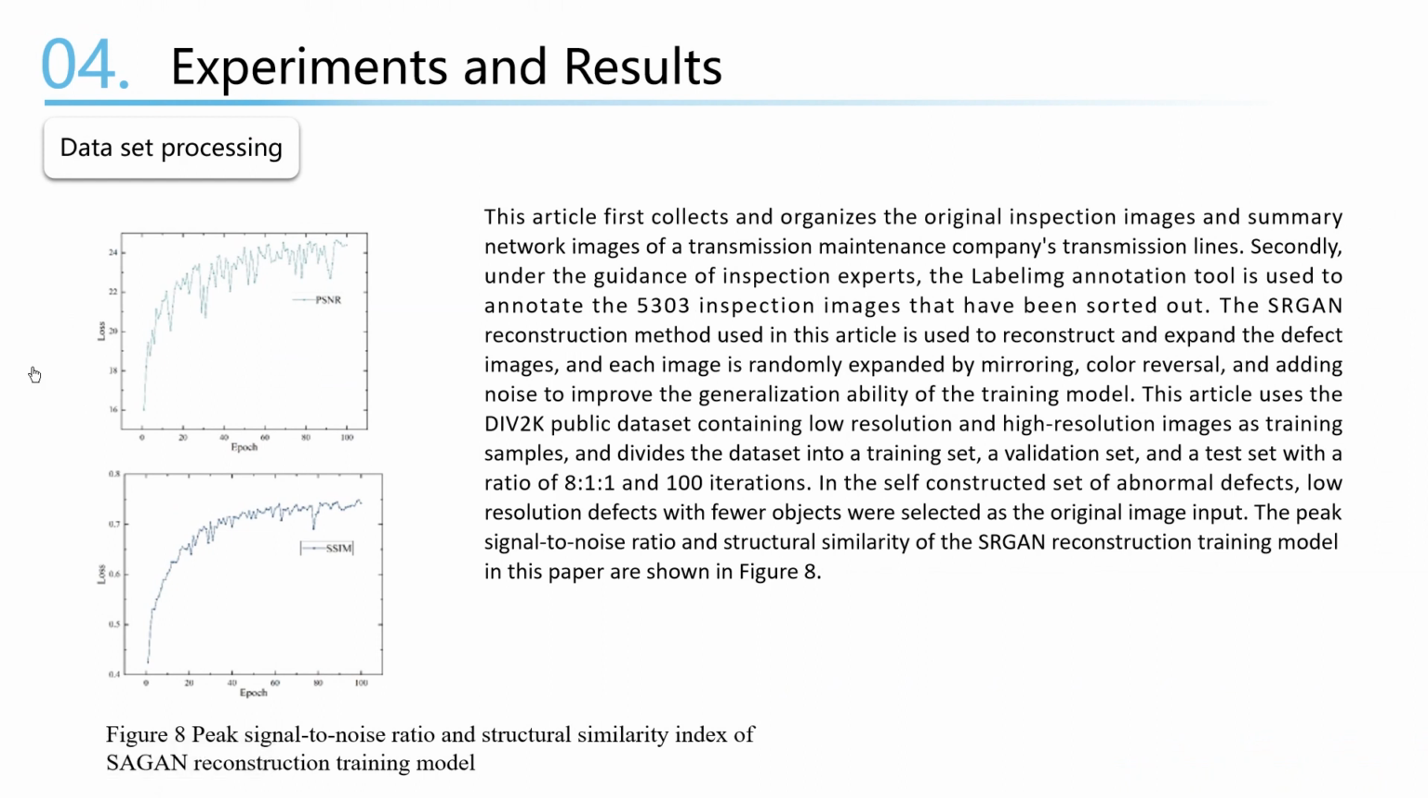Data side processing. This article first collects and organizes the original inspection images and summary network images of transmission maintenance companies' transmission lines. Secondly, under the guidance of inspection experts, the LabelImg annotation tool is used to annotate the 5,303 inspection images that have been sorted out.